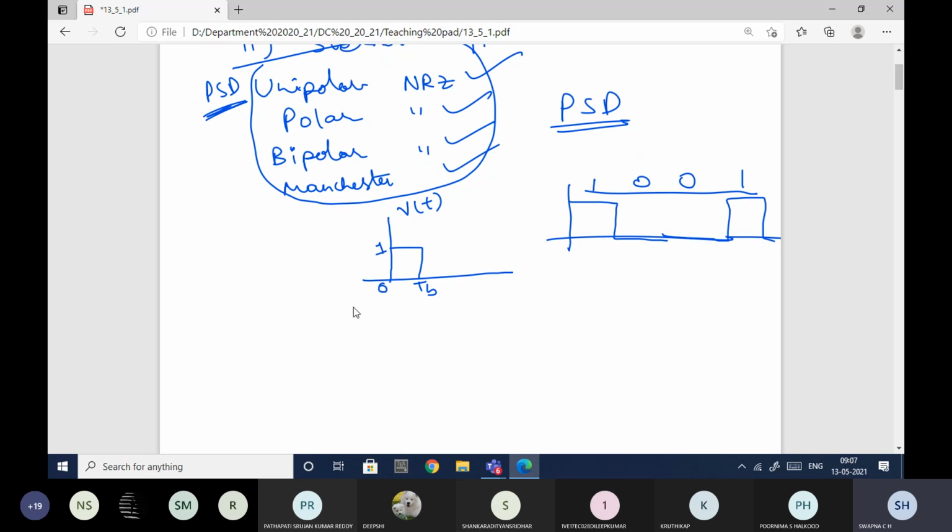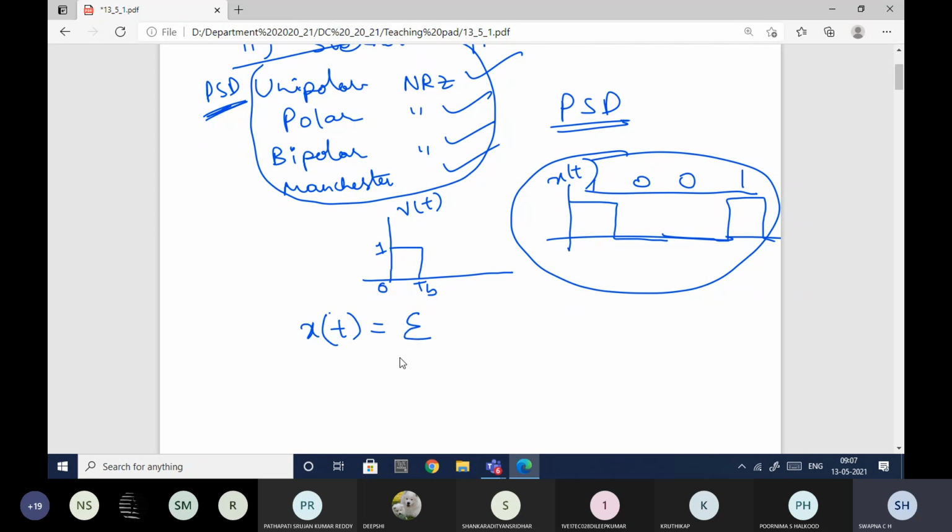In order to frame that signal, let me denote the complete signal as x of t, as we were doing before. The same terminology I'll use here also. So x of t is the complete signal. x of t is defined as the sum over k equal to minus infinity to plus infinity of a k into v of t minus kT. So what is this?